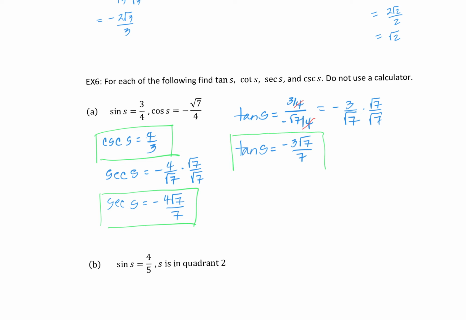Now that I have tangent, I easily get its reciprocal, which would be cotangent. And instead of looking at negative 3 square root of 7 over 7, I'm going to go back to the negative 3 over the square root of 7 because I noticed that if I take its reciprocal, if I flip it, then I don't have to rationalize. It would be equal to negative square root of 7 over 3, and I'm done. So I found all 4 values.